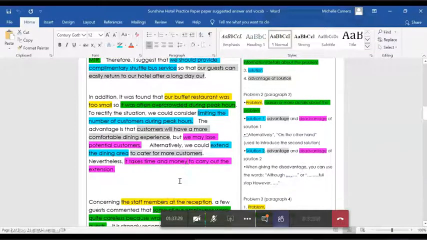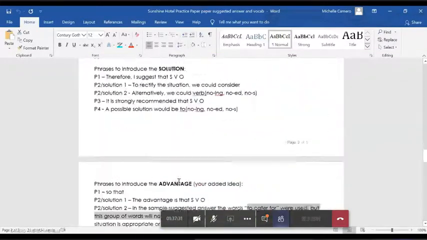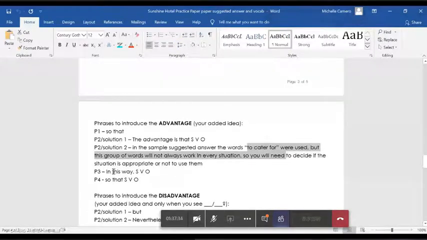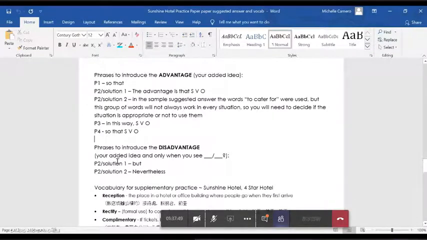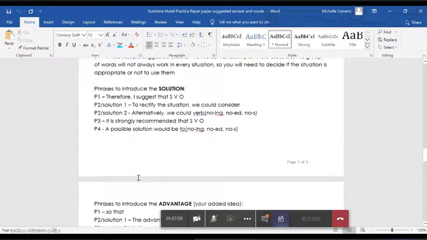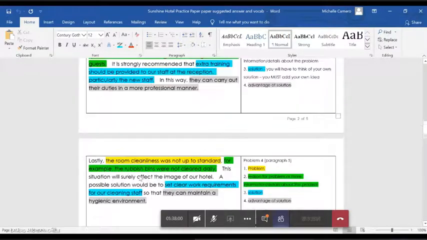Another way to introduce the advantage is "in this way," and then give the advantage using the SVO sentence pattern. Or again, notice they use "so that" for problem 1, and they also use "so that" for problem 4 to give the advantage, and then follow it with SVO. All right, and then phrases used to give the disadvantage. For solution 1 in problem 2, they use "but," and then for solution 2, problem 2, they use "nevertheless."